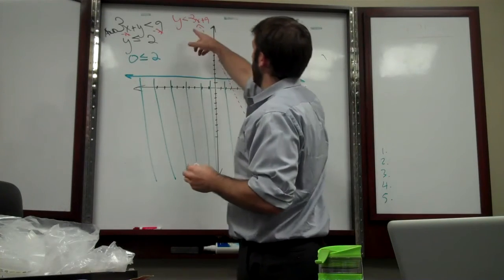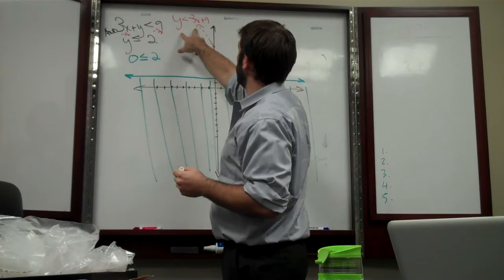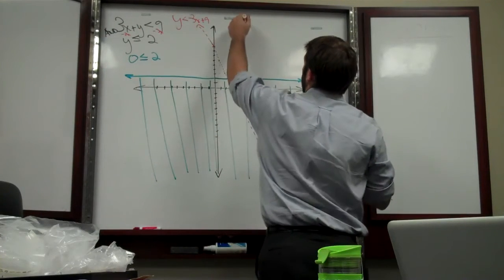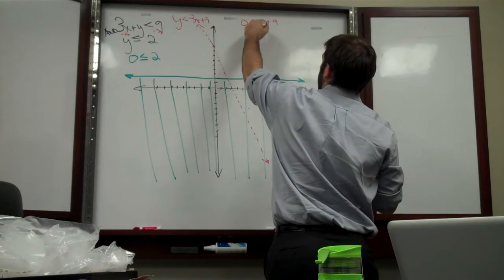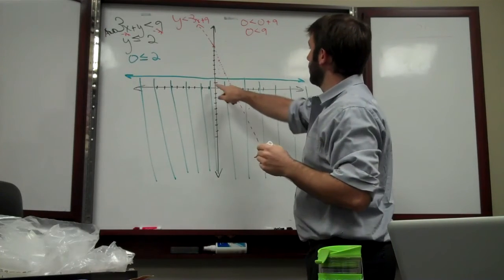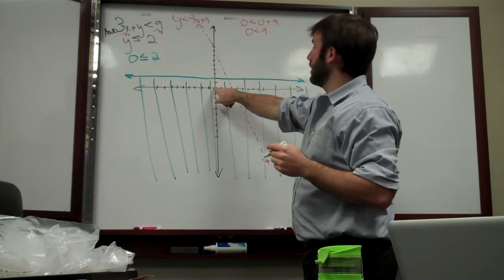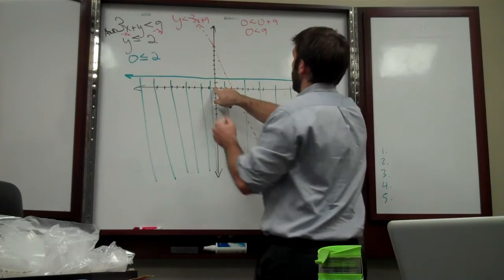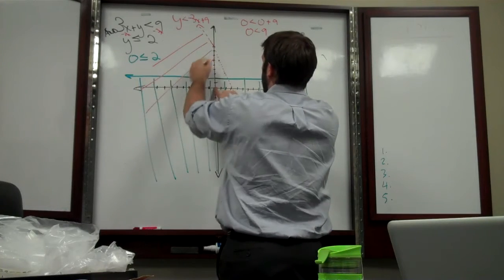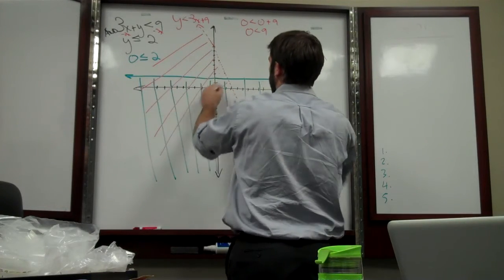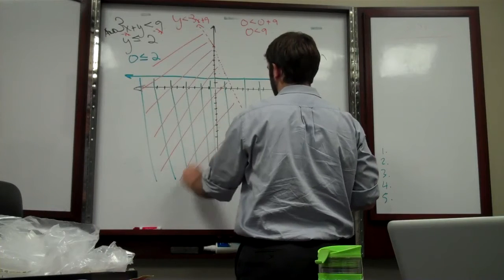Now, I've got the next one up here. I can go ahead and plug in 0, 0 for this one. And that gives me 0 is less than 0 plus 9. So 0 is less than 9. Is that true? Yes, it is. 0 is less than 9. I put my finger on that point, and it's true. That means that's the side that I shade on. So I come down and I shade this direction from this line.